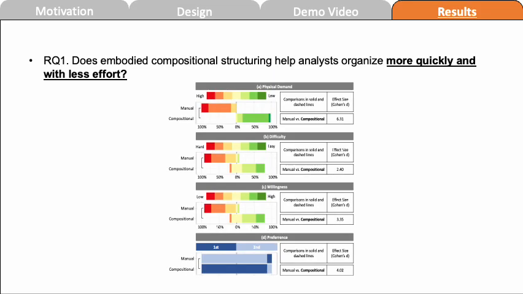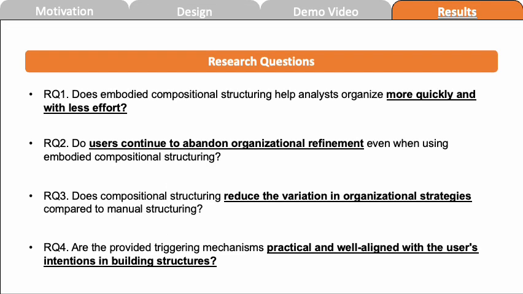Also, they reported that they felt less physical demand. It was a lot easier to build and organize a workspace with compositional structuring. Likewise, we have a lot more interesting findings, so please have a look at our paper for the details.